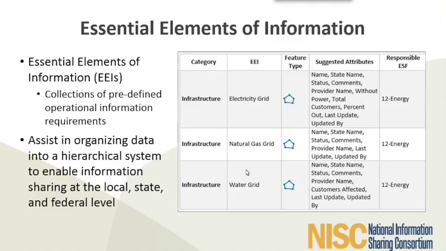And as Jim mentioned, one of the projects that we've been working on over the past few months is to document EEI templates and make them available to enhance information sharing. So EEI, essential elements of information, are collections of predefined operational information requirements that assist in organizing data into a hierarchical system to enable information sharing at the local, state, and federal level. And basically, if everyone is speaking the same language, has the same EEIs, has similar suggested attributes, and, as Jim mentioned, the same naming, we can all have a shared situational awareness and be able to share information better with each other.